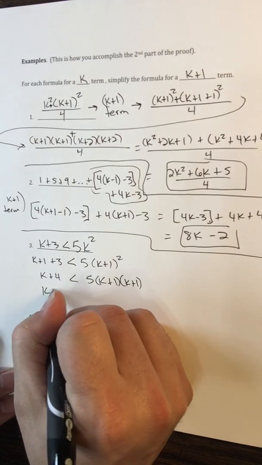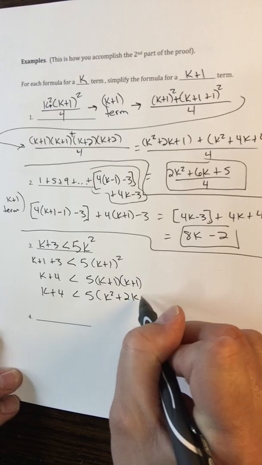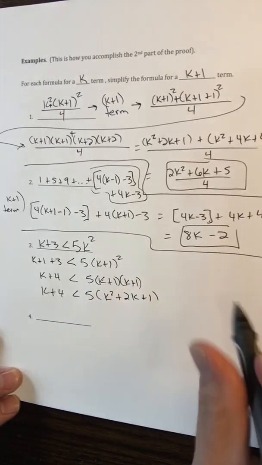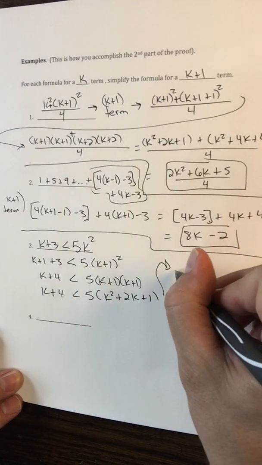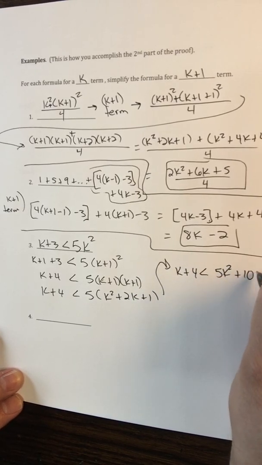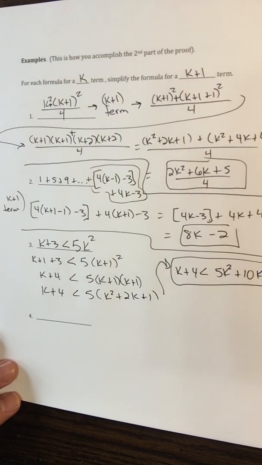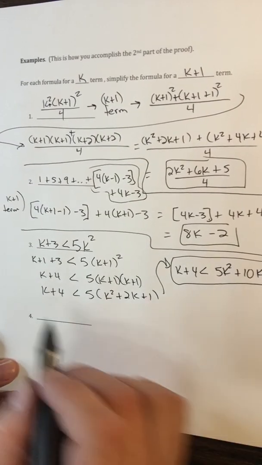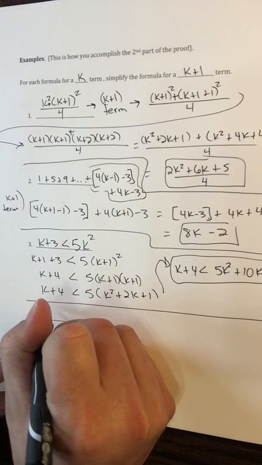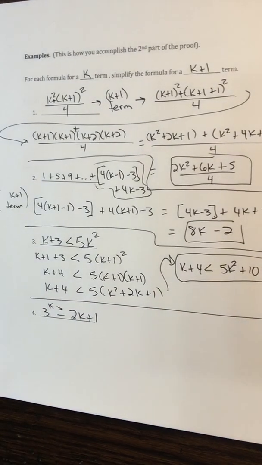It'd be less than 5 times, well, that's going to be k plus 1 times itself, isn't it? And we're pretty good at that one, so I'm going to write it as 5 times k squared plus 2k plus 1. That's a k squared and plus k, and then plus another k and plus 1, right? I'm doing that a little faster, but you guys are pretty good at that at this point. So it's k plus 4 is less than 5k squared plus 10k plus 5. Okay? And then I really do want to do this one too, even though it's a weird exponent thing. I want you to see it because we're going to use this exponent thing in the middle of this section somewhere.